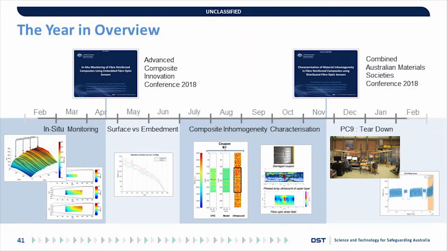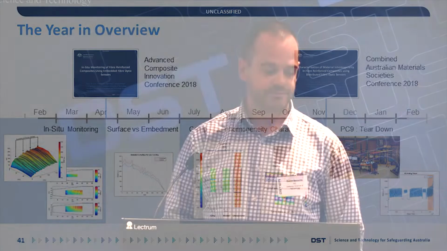While at DST, my work is broken into roughly 4 areas. Initially, I was investigating 3 different fibre optic strain sensing technologies that are embedded into coupons, which were presented at a conference at the beginning of April. We then investigated the difference between surface-mounted sensors and embedded sensors. We put those coupons aside and moved on to investigating a set of coupons where we could characterize the inhomogeneities of composite materials and also barely visible impact damage. This work was presented at a conference late last year.